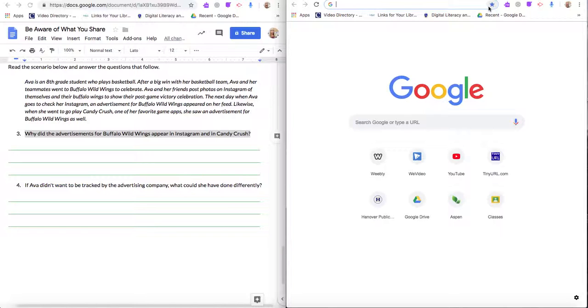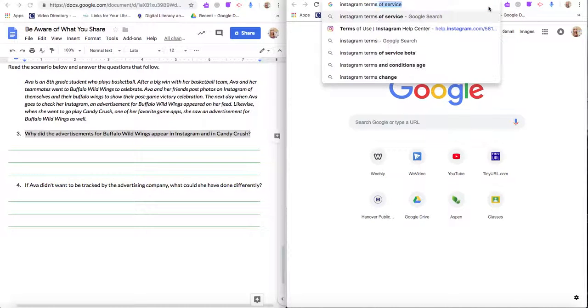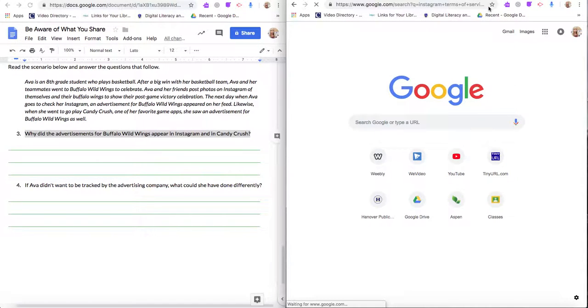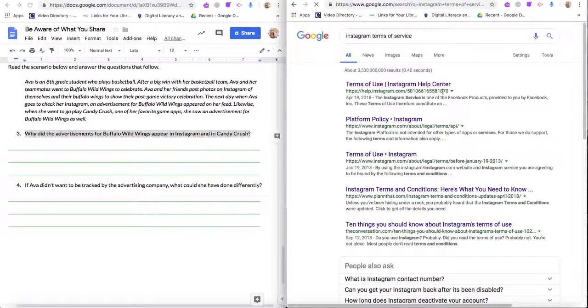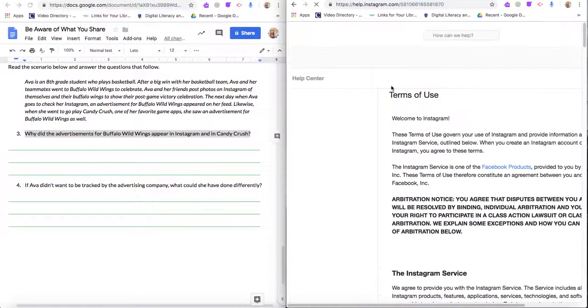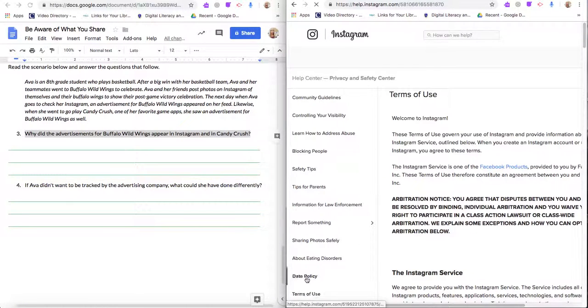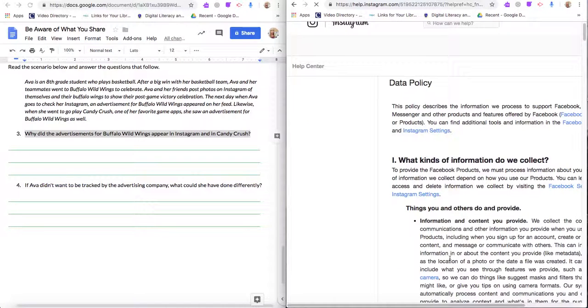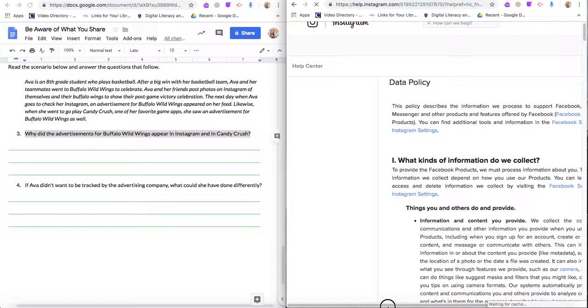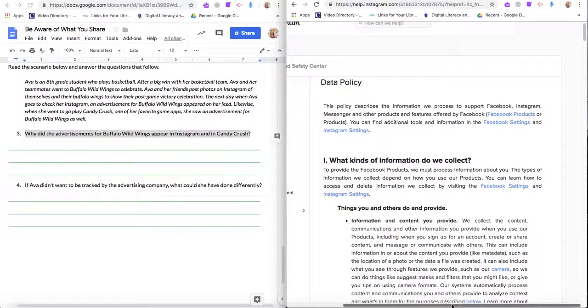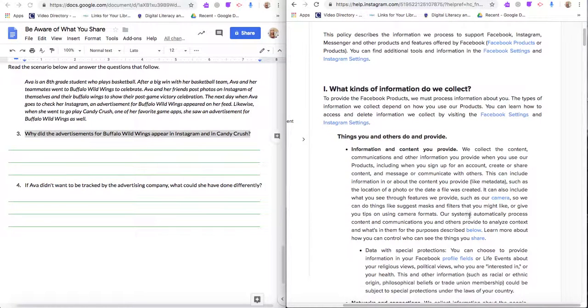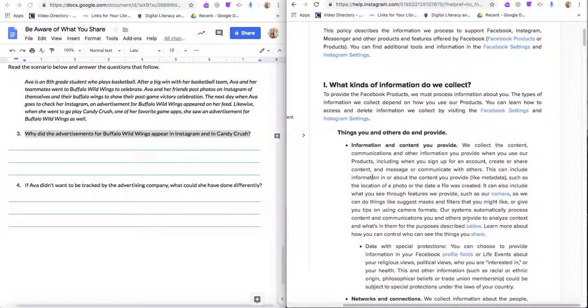Well, for that information, what we're going to do is open up a new tab and search Instagram terms of service. This is going to bring up the stuff about Instagram that's similar to what we learned about what Snapchat collects. You're just going to click on that, and then on the right-hand side, click on Data Policy. You're going to notice, it's just loading for a second, that it gives what kinds of information do we collect.